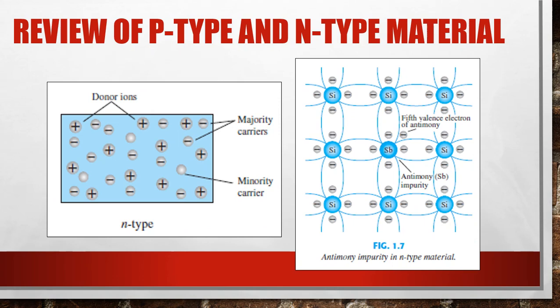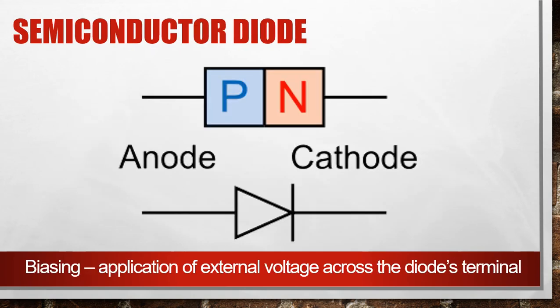To summarize, the N-type material, majority carrier are free electrons, minority carrier are holes, and ang mga ions ay positive ions. Ngayong alam na natin ang two types of material, we can construct now a simple PN junction. Kapag pinag-combine natin ang P-type and N-type material, makakabuo tayo ng diode.